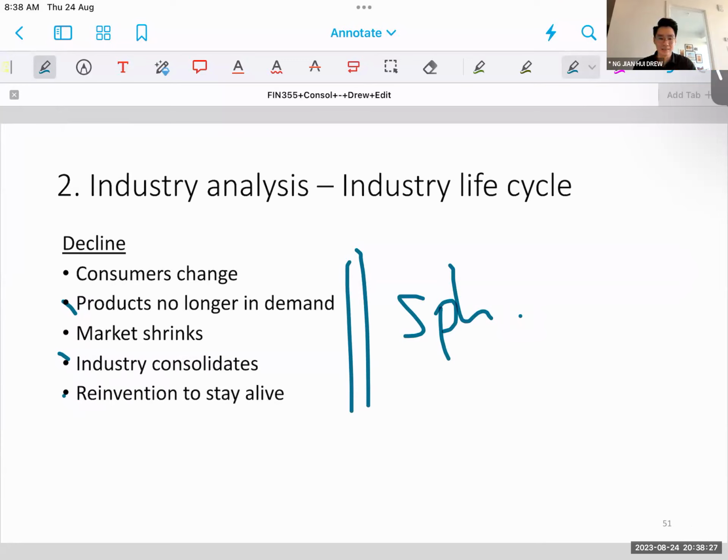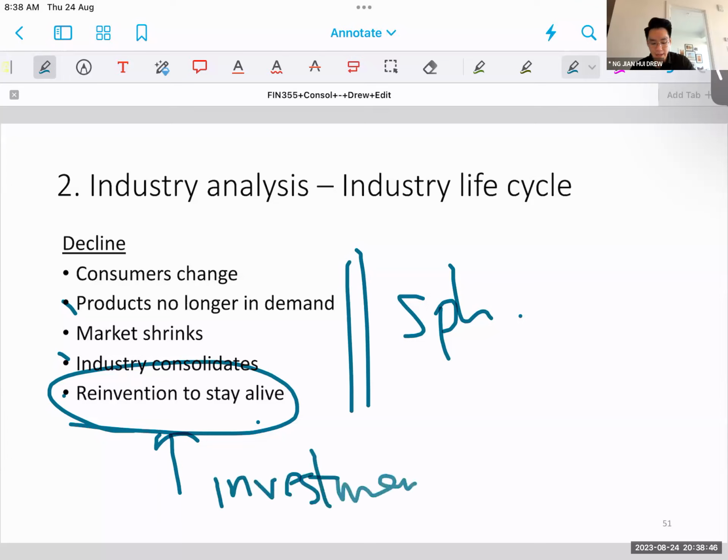So the idea is that they really need to reinvent to stay alive. If anyone is following the SPH news, I think there is some movement towards more investment. They started doing real estate investments to try to stay afloat, because they know the printing market is no longer there anymore. People don't really want to read newspapers. Or maybe our parents still do, but for us, or most of y'all, you don't really read newspaper.